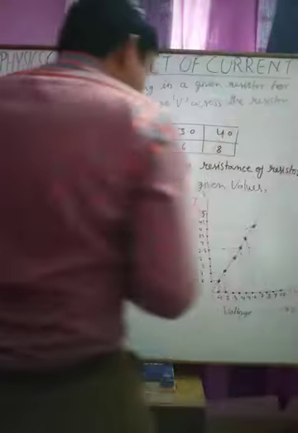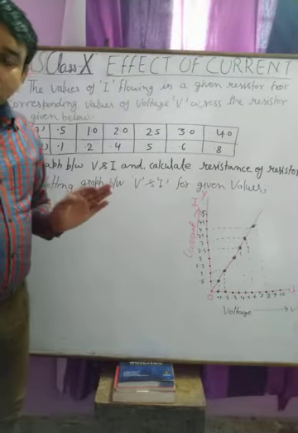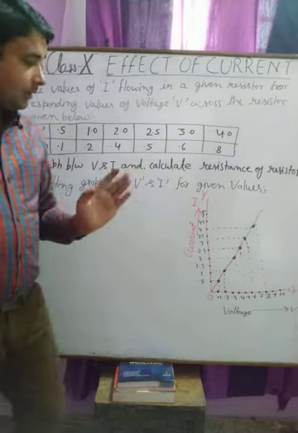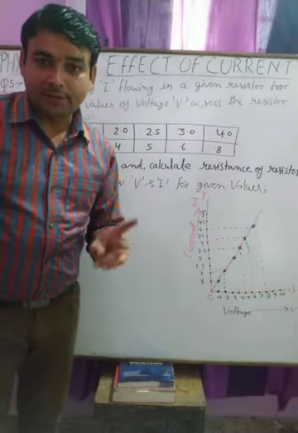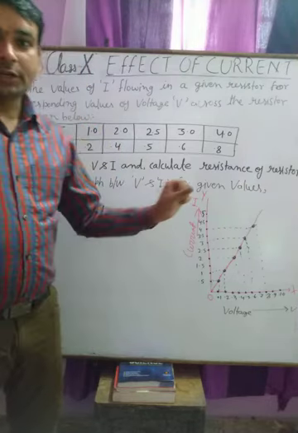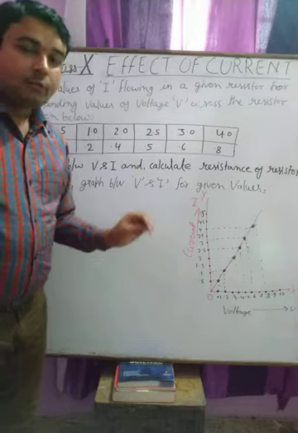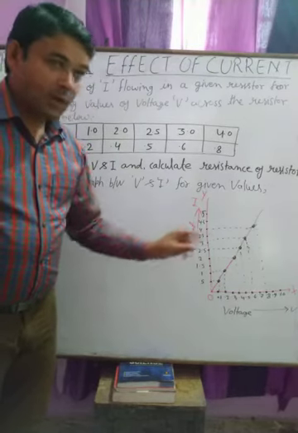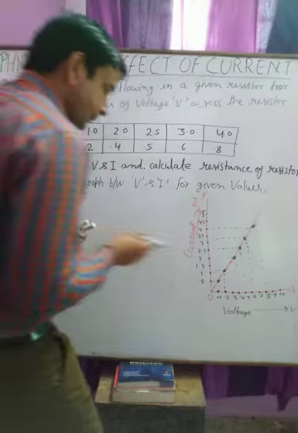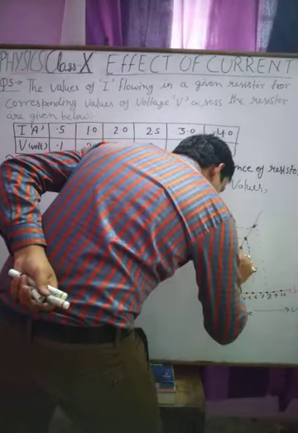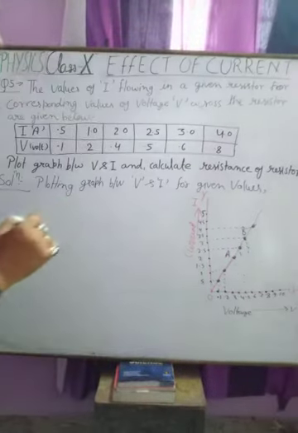Now, according to Ohm's law, the slope of this straight line gives us the value of the resistance of the given resistor. For calculating this, we are taking two points anywhere on the straight line. Let this be point A and this one be point B.